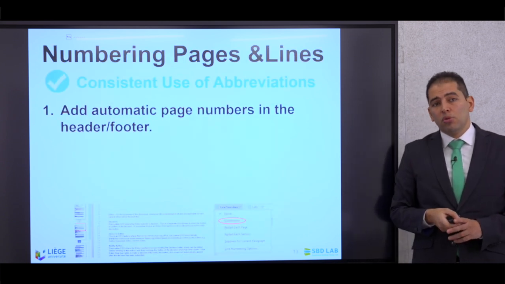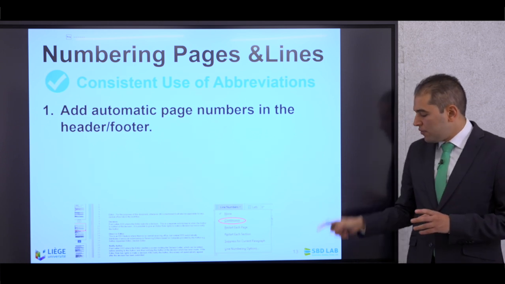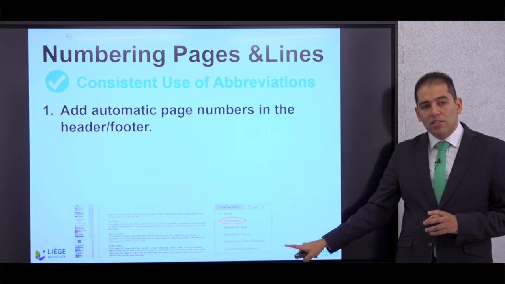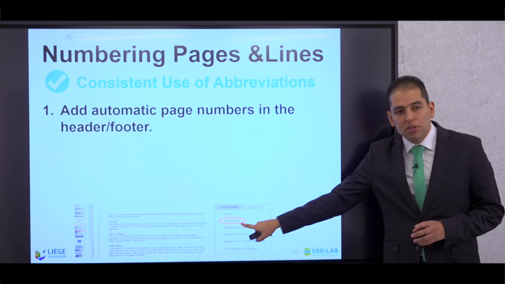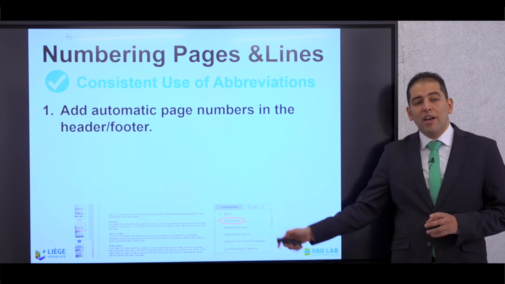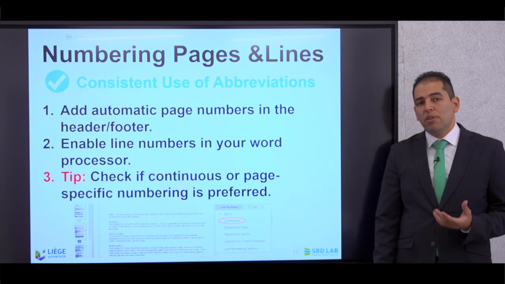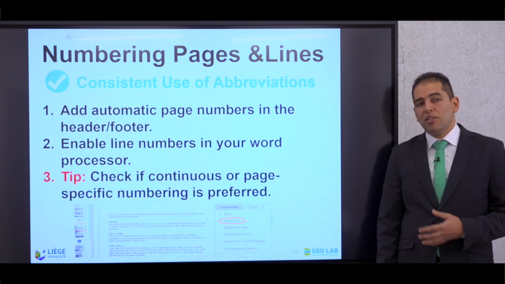Now, it's important to have a consistent use of abbreviations, so add automatic page numbers also. After that, like you can see in the text, we need to make sure to have continuous formatting, so make sure that you have page numbers, and you have also line numbers, so enable line numbers in your word processor. Check if continuous or page-specific numbering is preferred.